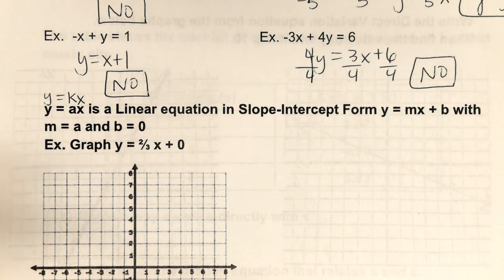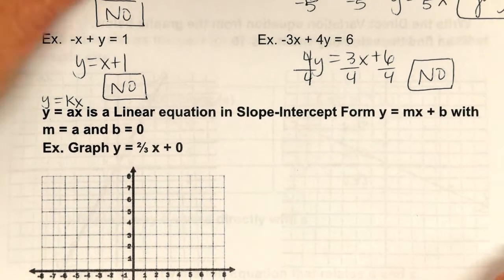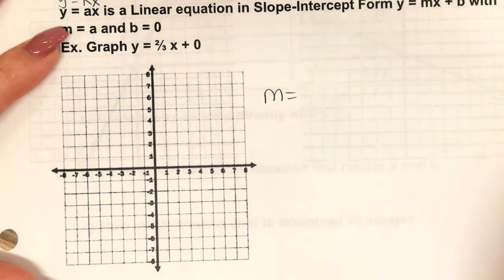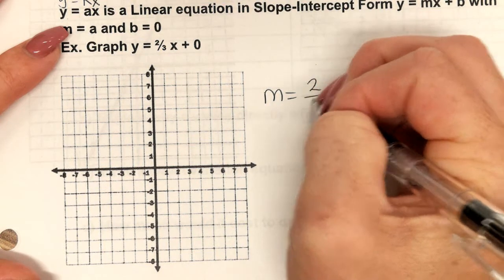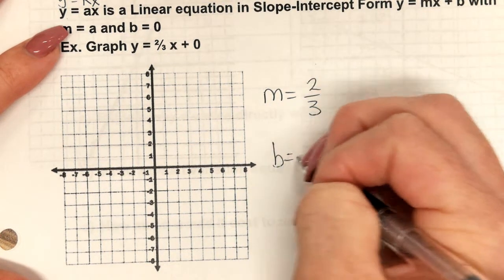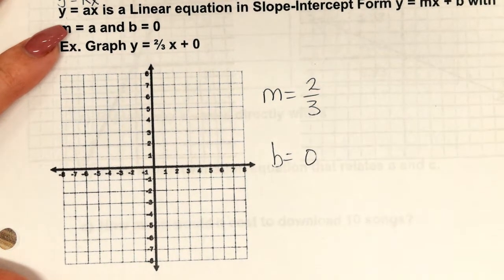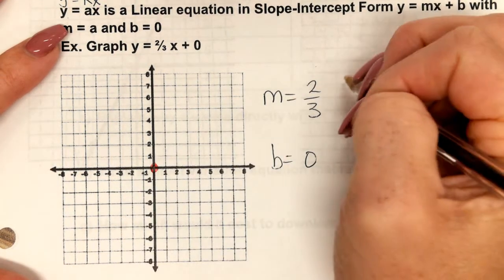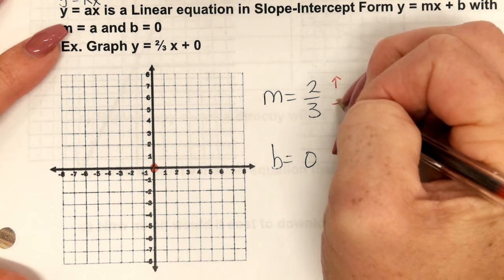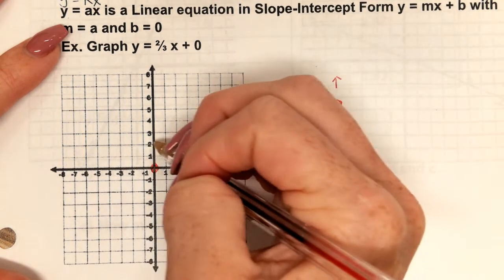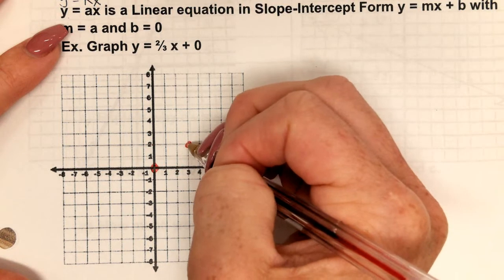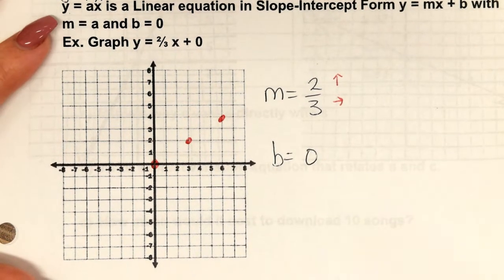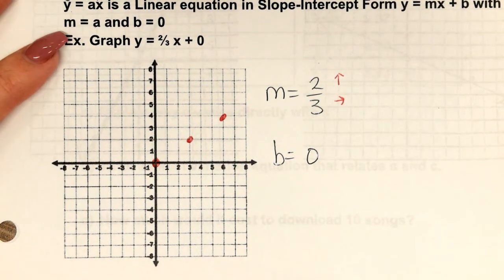Yes? They want you to graph y equals 2/3 x. So what do I need? A slope. What's my slope? 2/3. What's my y-intercept? 0. So where do I start? 0. Since the slope is positive, I'm going to go up and to the right. So up 2, right 3. Up 2, right 3. The more dots you put, the more accurate your graph is.